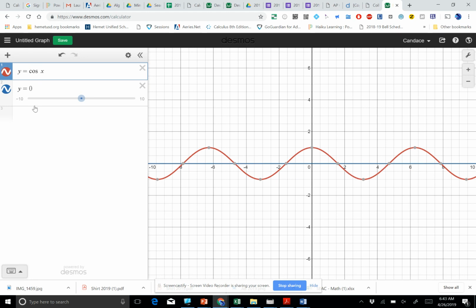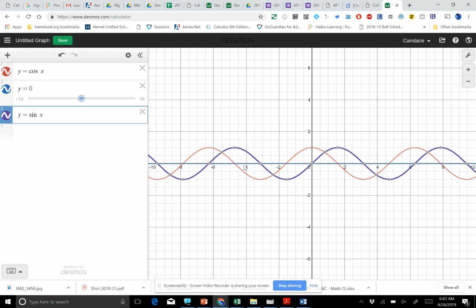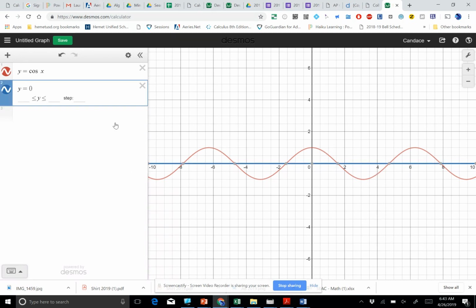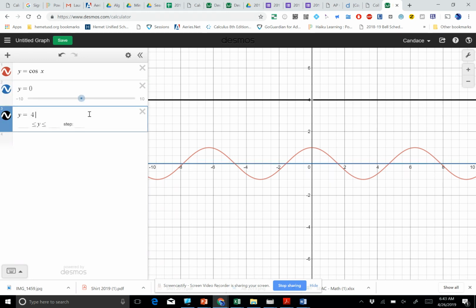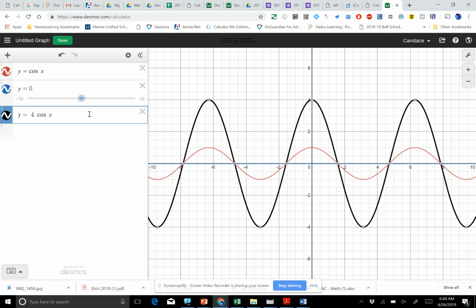The difference between sine and cosine, let me put them both up there, actually, y equals sine x. So sine starts at 0, cosine starts at 1. So I like to think of it as sine starts low and cosine starts high, and that's how you tell the difference. The amplitude is still true. It's still from negative 1 to 1, and it's still from the midline. I can also make the amplitude higher or lower.